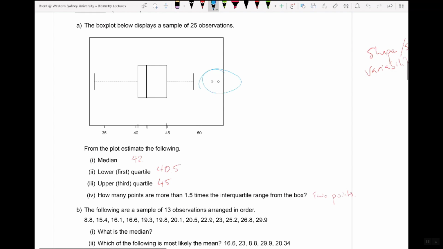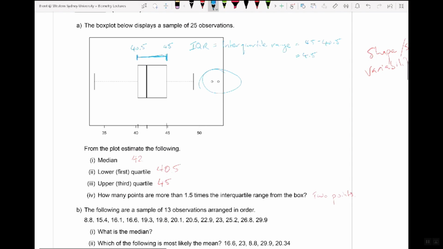The better measure for spread, if we're looking at a box plot, is the interquartile range, the distance between the lower and upper quartiles, which were 45 and 40.5 roughly. Okay? In which case, my measure of spread would be IQR. We call that the interquartile range. That gives us a decent measure of spread. It gives us the middle 50% of the data. And it is given by the difference between those two values. 45 minus 40.5. So we'd say the interquartile range is about 4.5.